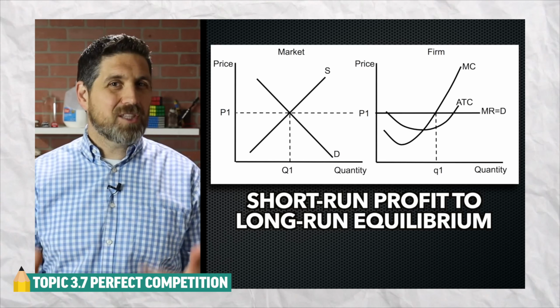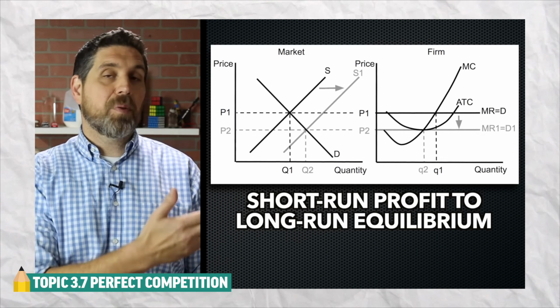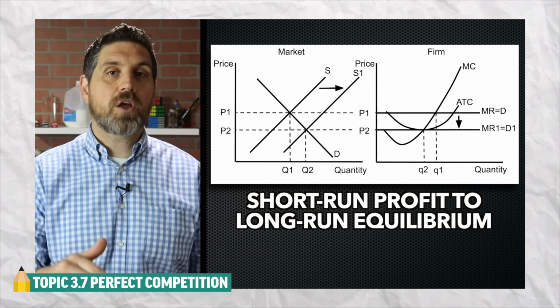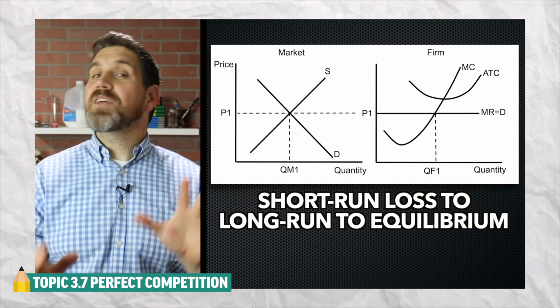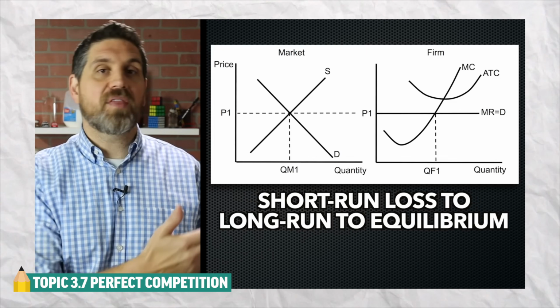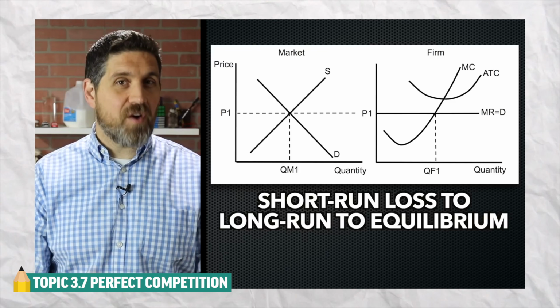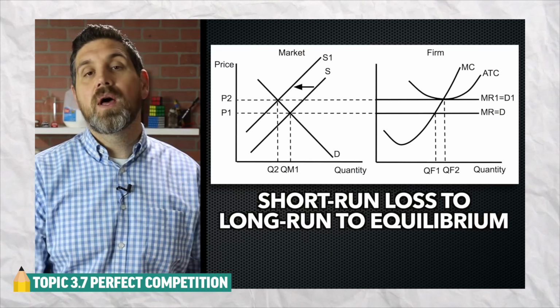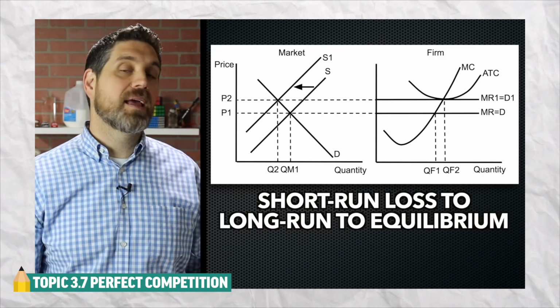There's profit being made, so in the long run, firms are gonna enter, the supply curve is gonna shift to the right, price is gonna go down, and we'll be in long run equilibrium. And if your teacher asks you to draw side-by-side graphs with a firm making a loss, it would look like this. In the long run, eventually firms would leave, supply would shift to the left, price would go up, and we'd be back in the long run.